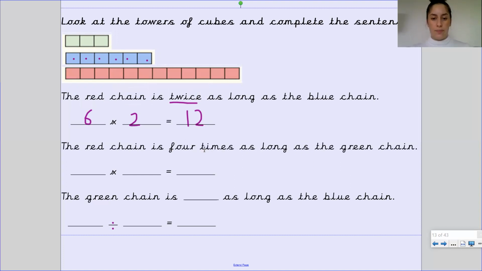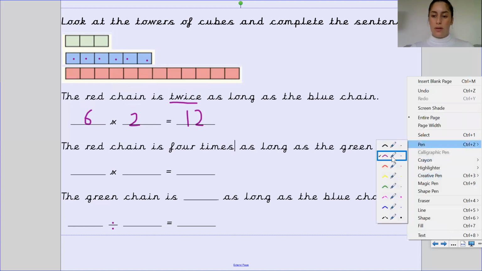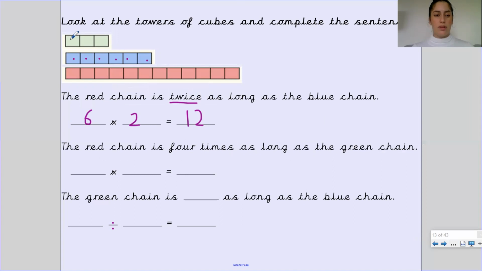So what number does the green chain represent? 1, 2, 3. And I know that the red chain is 4 times as long as the green chain. So 3 times 4, because if the green chain is repeated 4 times, that gives us the length of the red chain. 3 times 4 equals 12.